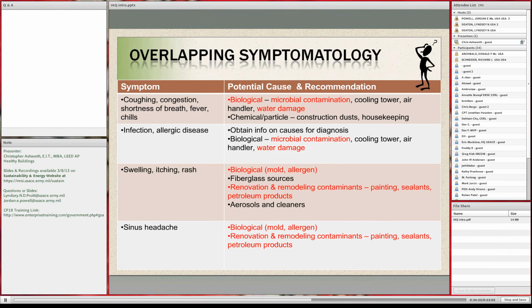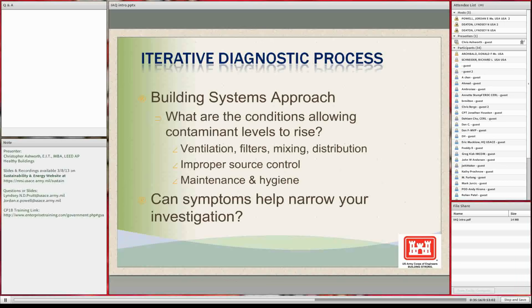If you notice here, a lot of these issues can be caused by the same parts. A sinus headache can be caused by molds. Rash can be caused by molds. So trying to narrow those issues down and narrow those contaminants down, those possible causes down, is the difficult issue. And you see here, any of these symptoms can be caused by the same type of contaminants. And this happens a lot throughout the indoor air quality process.